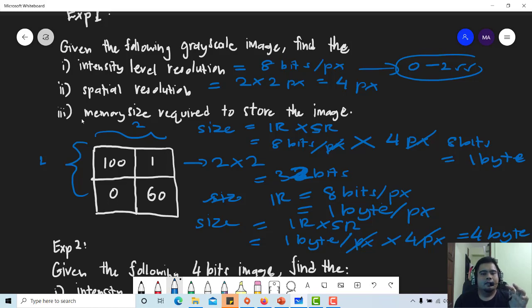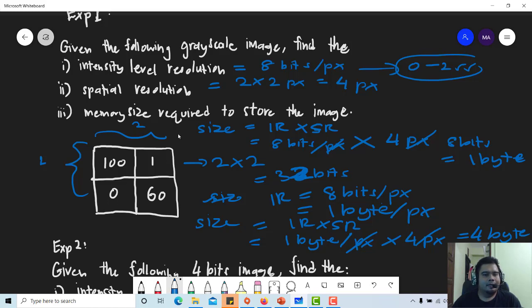So if you have a spatial resolution of 1, 2, 3, 4, means that you require 4 bytes to store that image. Okay, this is when we talk about the default grayscale image that's saved in your computer. So if you save something which is 4 pixels, then you need 4 bytes of memory space. Okay, before we go to example number 2, I would like to further extend this example. This one is 4 pixels.